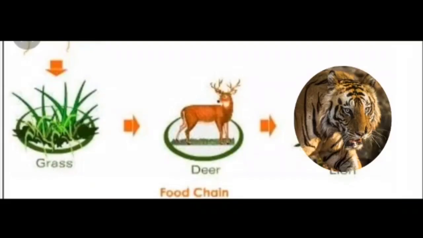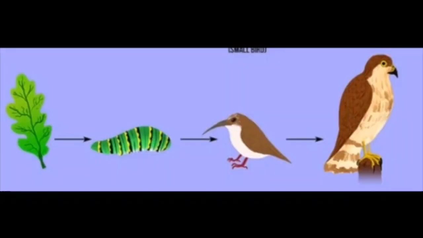Now let us learn about the food chain. When you look around, you can see the following. The grass is food for deer and deer is food for tiger. Plants are food for grasshoppers and grasshoppers are food for birds. From these examples, we observe that plants are food for many animals, which in turn become food for other animals.